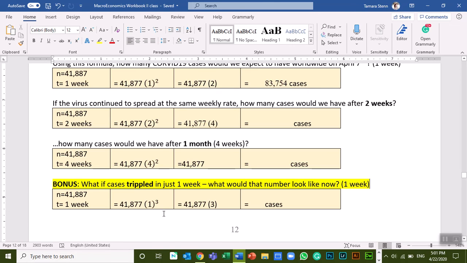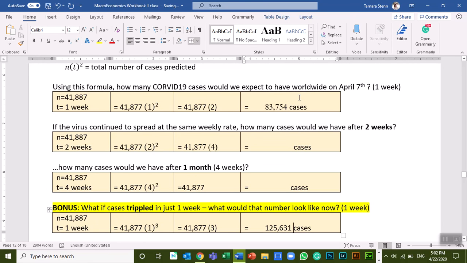What would my new number look like? So I would do 1 to the third, right? Because it's 1 week and it's tripled. So it's 41,877 times 3. So if I was to run my numbers on that, 41,877 times 3 comes out to 125,631. And in all of these cases, they're cases of death. Okay, I didn't want to write death because that sounds so awful, but that's what we are looking at.